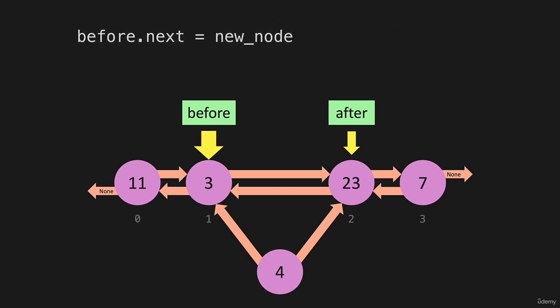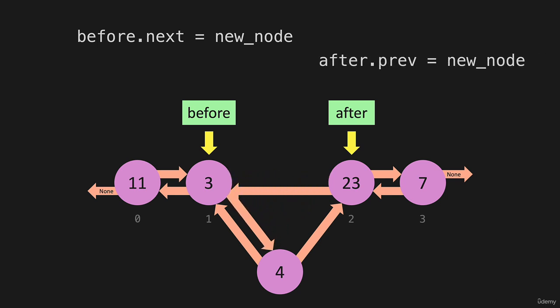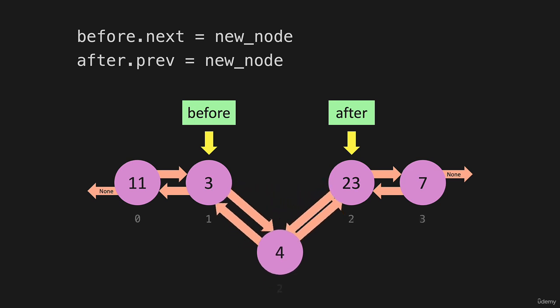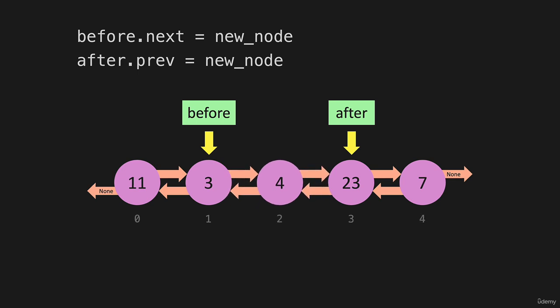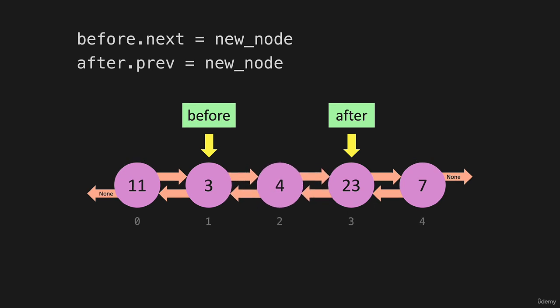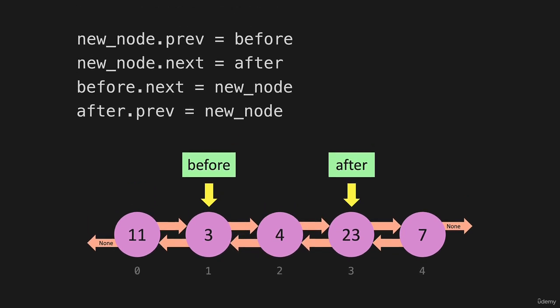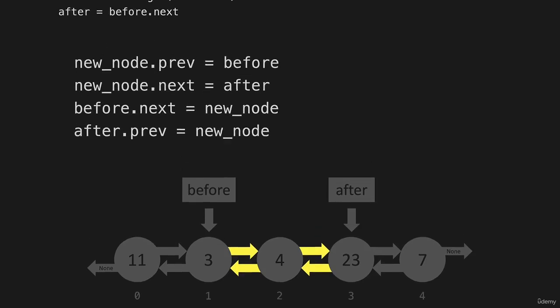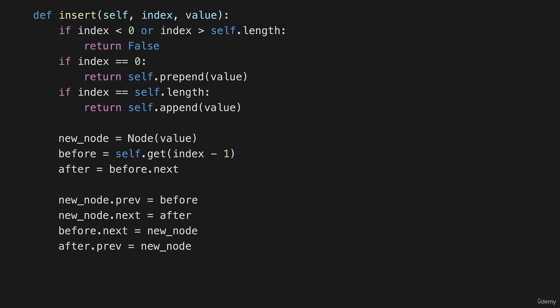Then we'll say before dot next equals new node. And then after dot previous equals new node. And that adds the new node into the list. So these 4 lines of code redirected these 4 arrows. Now let's add this in with the rest of our code like this.